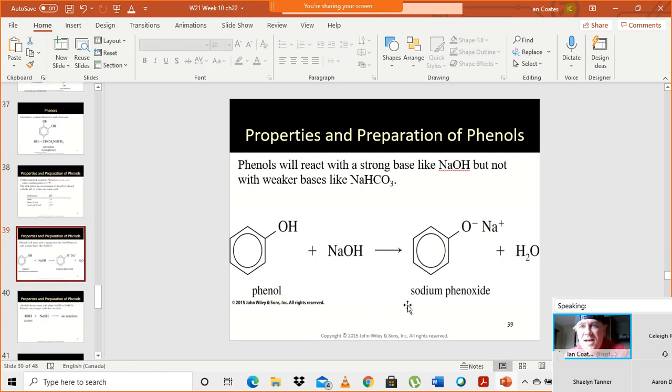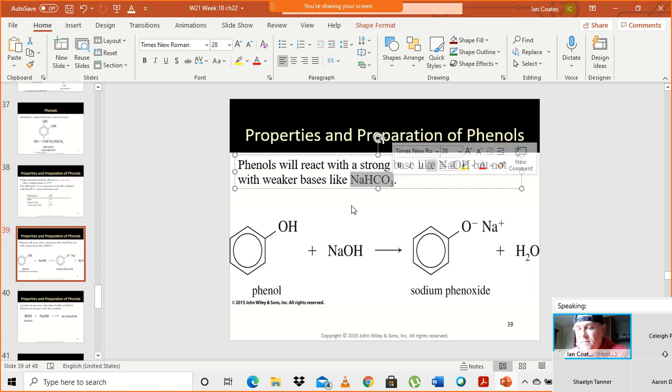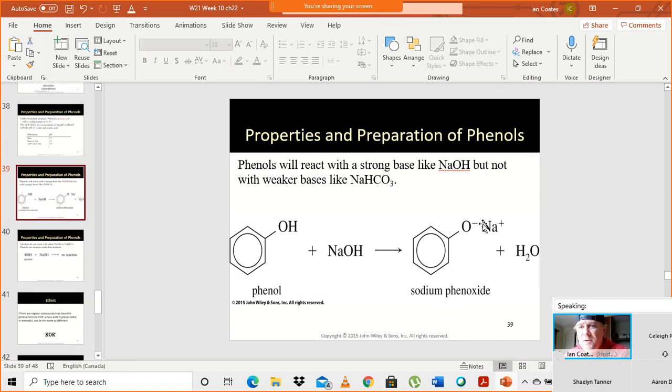And because phenol is slightly acidic, okay, it'll react with strong bases like NaOH, but it will not react with weak bases like sodium bicarbonate, baking soda. And you'll see here that phenol, a weak acid, will actually react with a strong base to make this salt. Okay? And I wouldn't ask you to name any of these salts. No. Wouldn't ask you to do that.